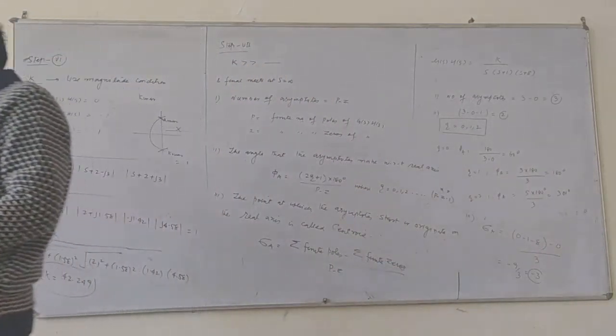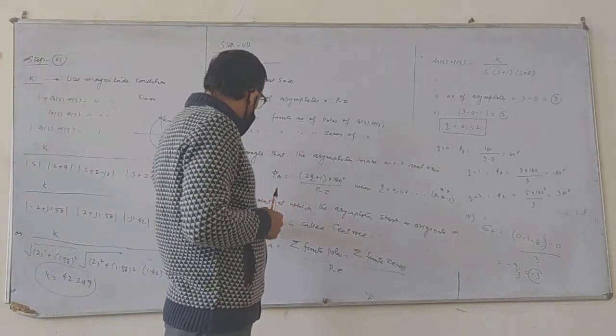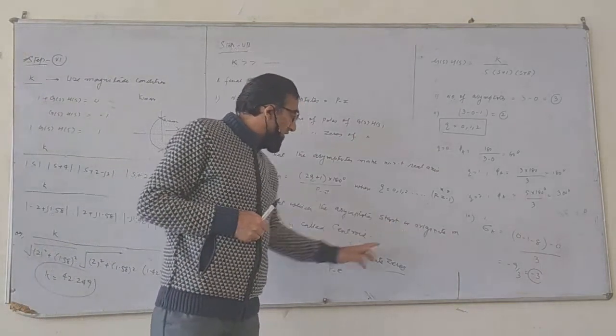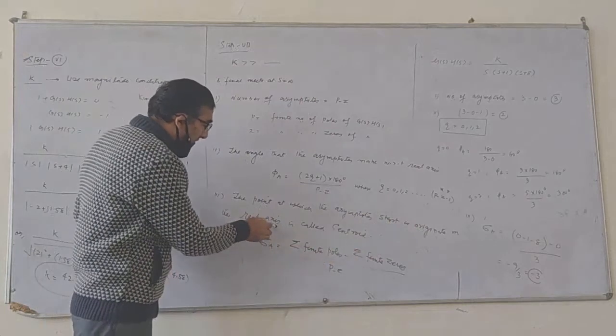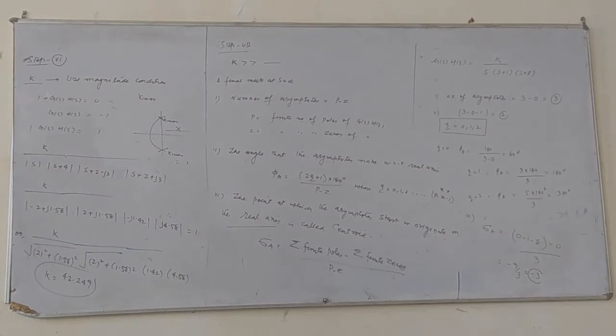So asymptotes will start on the real axis. Centroid will be always on the real axis. It cannot be on the imaginary axis. It has to be very clear. That's why I have written here. Starts or originate on the real axis. This is a very important point. It will be always on the real axis, not on the imaginary axis. So let's draw it for the time being. Let's see how we can draw this.